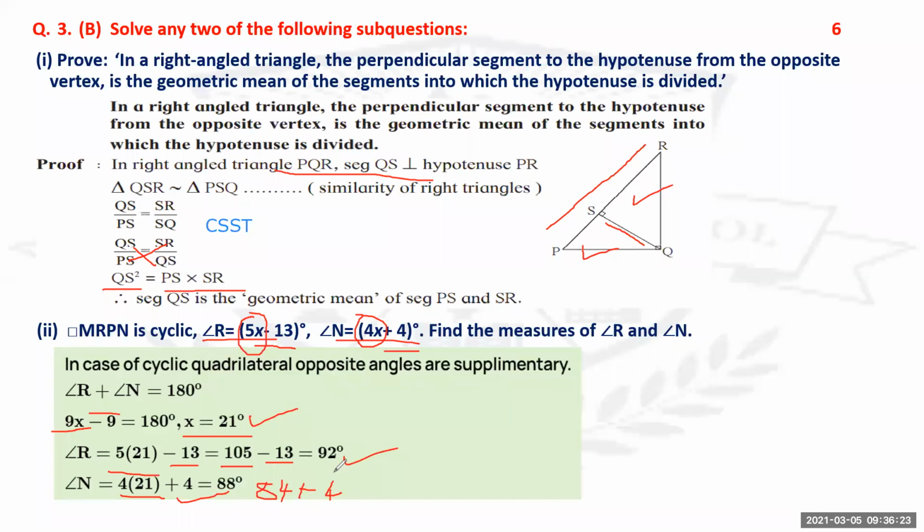Is this clear to all the students? Any difficulty in understanding this? Come on, let me know so that we'll move ahead with the next question.